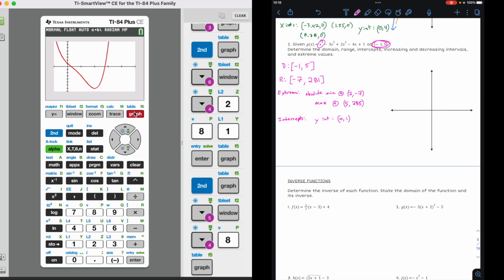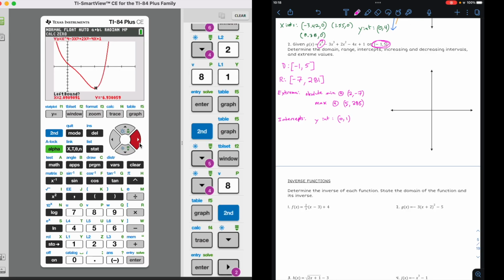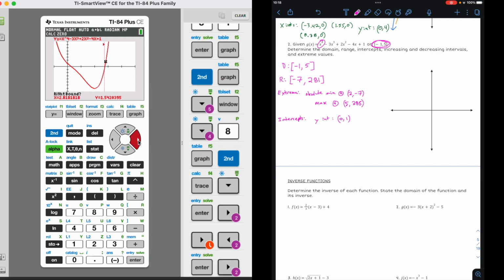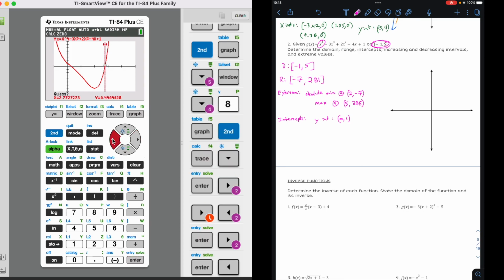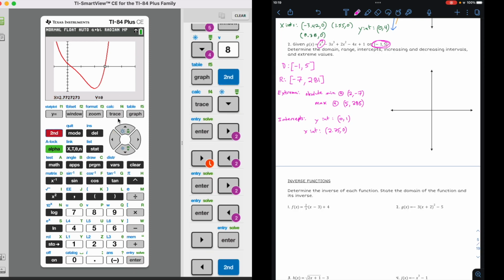Back to our graph. So we've got 2 x-intercepts. So let's go second calc. Those are the zeros of the function. And we'll go over, we want to take a left guess, take a right guess, and take an official guess. So we get a 0. Again, it's an approximation this time, but our x-intercept, we're going to call it 2.75, 0.